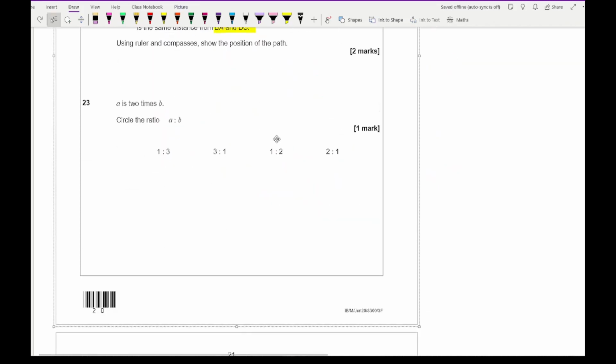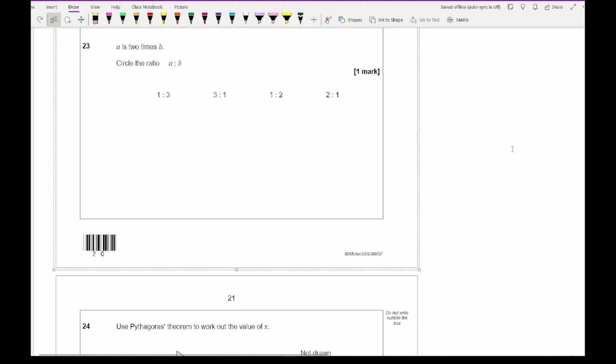Question 23, it says A is 2 times the length of B. So what you should have is A to B. So then looking at the correct ratio, well, if A is 2 times B, looking for 2 to 1.